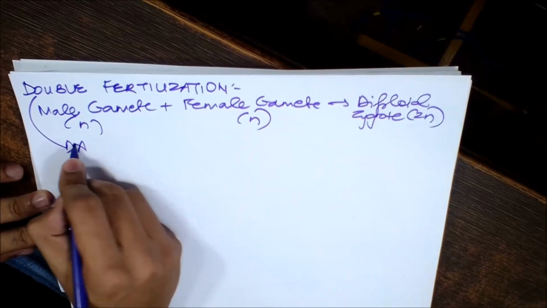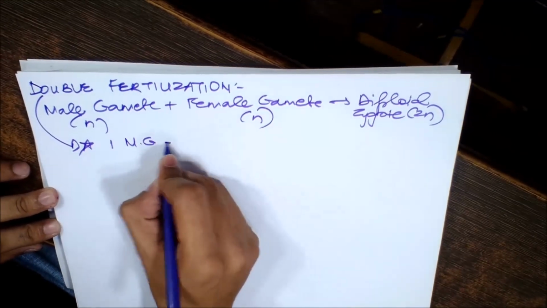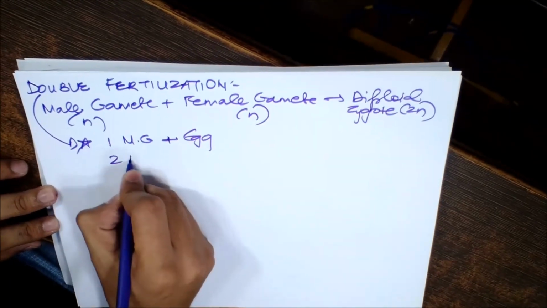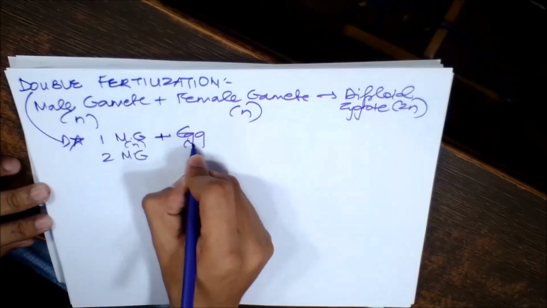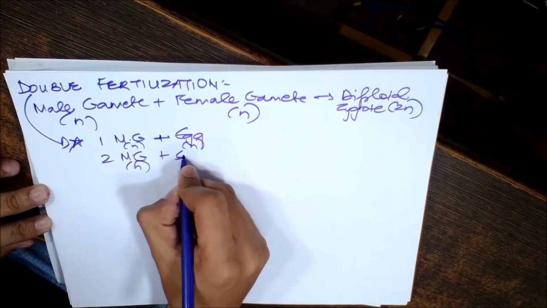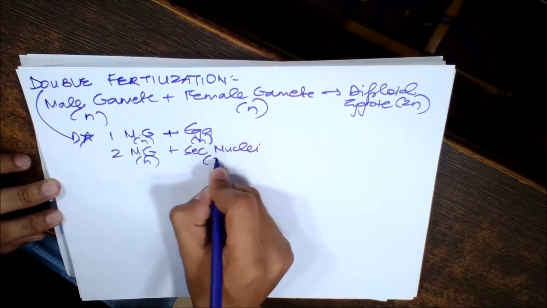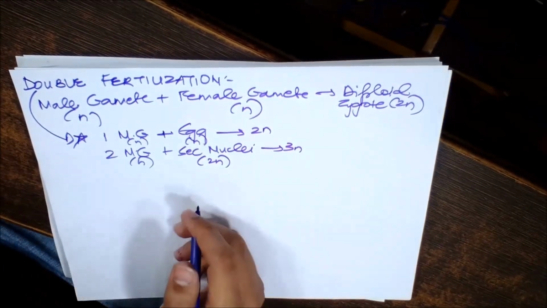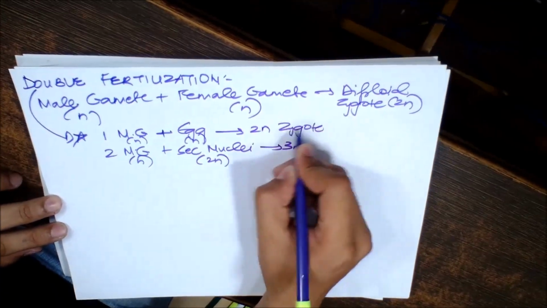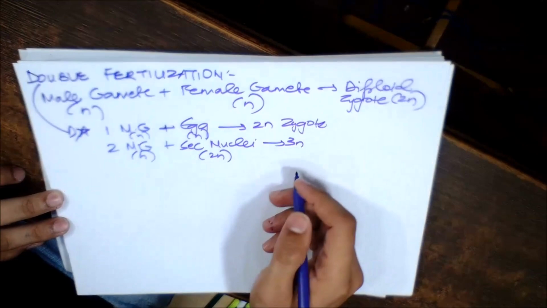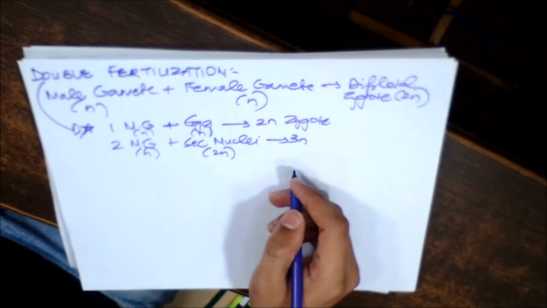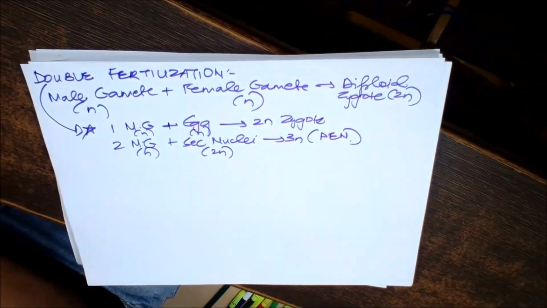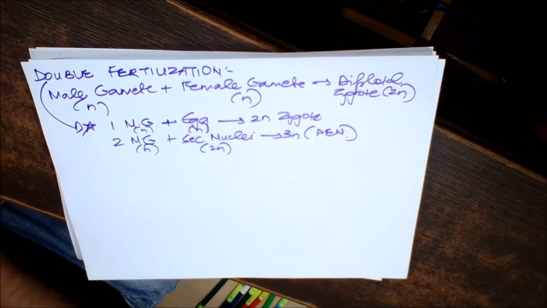So the significance is that one of the male gametes fuses with the egg of the embryo sac, while the second male gamete fuses with the secondary nucleus which is seen in the embryo sac. The first fusion gives rise to a diploid zygote, which later develops into the embryo, while the second fertilization gives rise to the triploid primary endospermic nucleus, which further develops into the endosperm, which is a nourishing layer seen inside the seed.